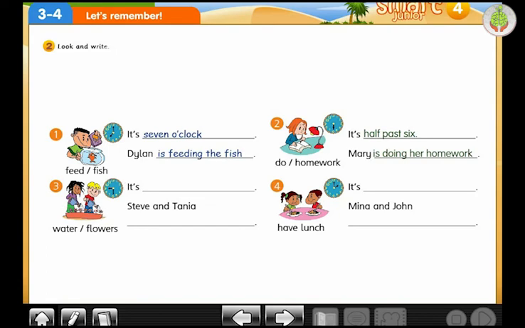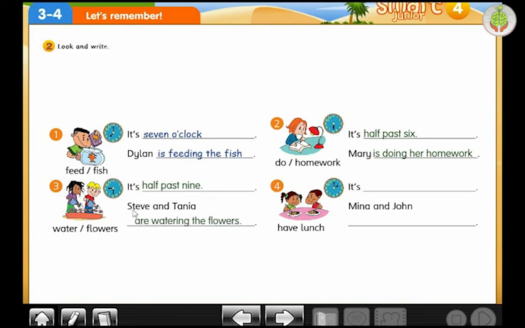Now, number 3. What time is it? It's 9:30. We have two here. We have Steve, the boy. His name is Steve. And Tanya, the girl. Her name is Tanya. So, what are they doing? Okay, so here we have plural. They takes are. They are watering the flowers.